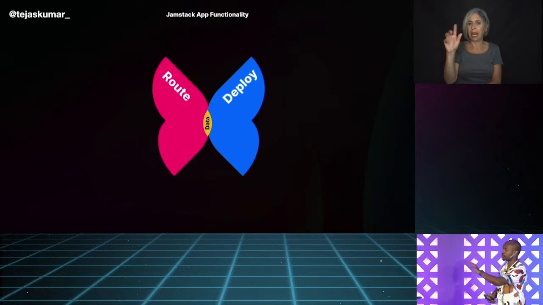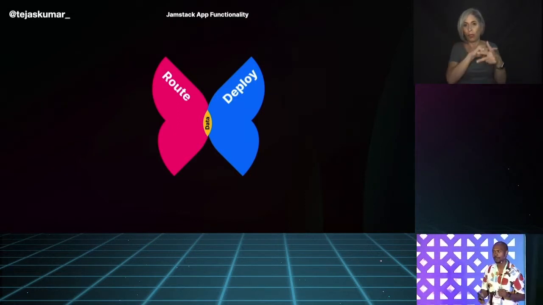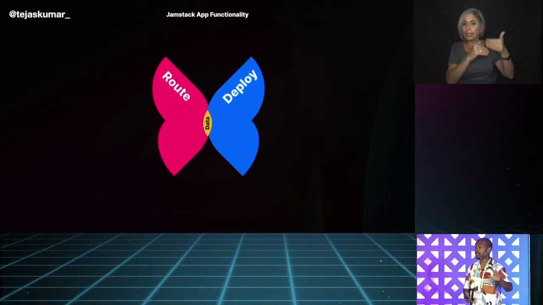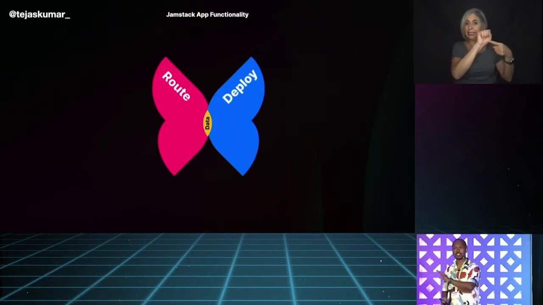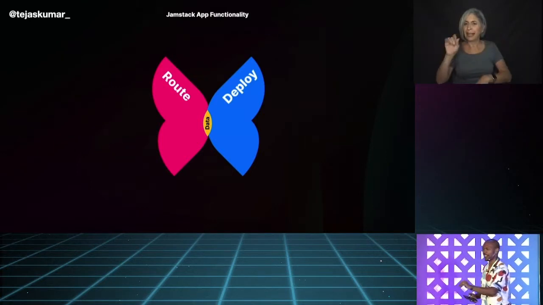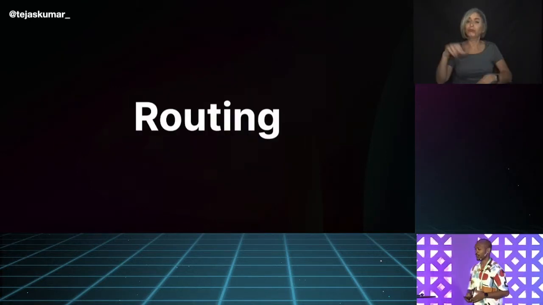I want to look at these three topics that Jamstack apps have in common and consider them at the three stages of scale. So at seed scale, at startup scale, and substantial scale. Does that sound good? You tracking with me? You still awake? Good. I see nods. So with that, let's talk about routing.